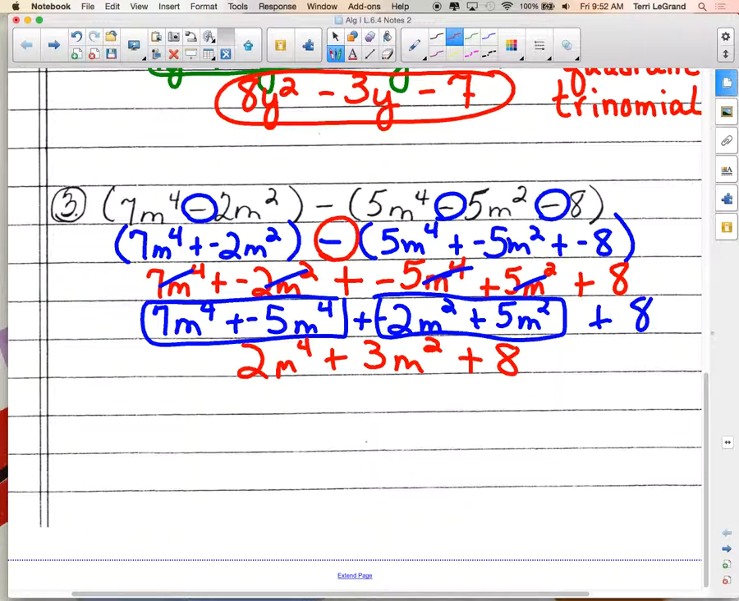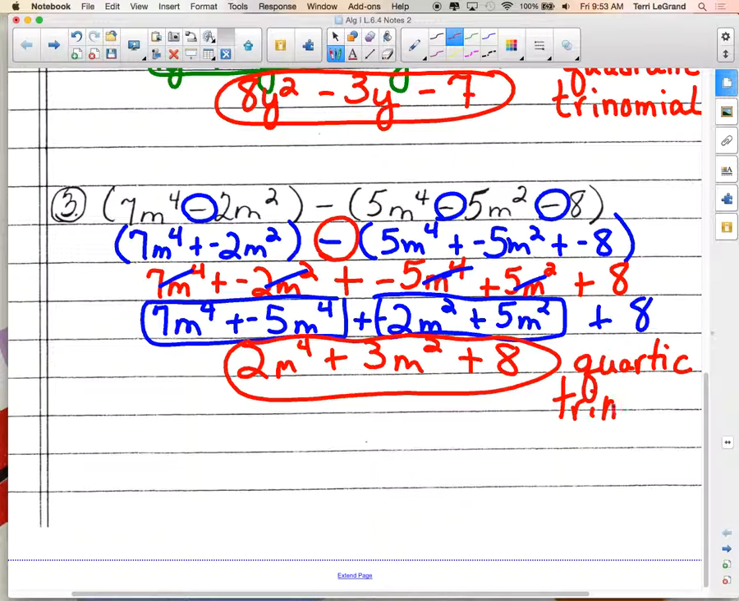What kind of polynomial do we have here then? Quartic trinomial. Quartic, why quartic? Because of the 4. It's degree 4, okay, and it's a what? Trinomial. Trinomial because why? Because there's 3 terms. Okay. Leading coefficient? 2. Okay, questions at all? No.